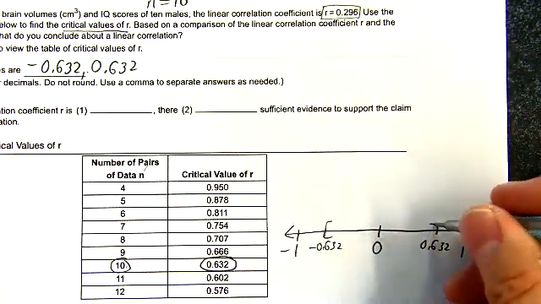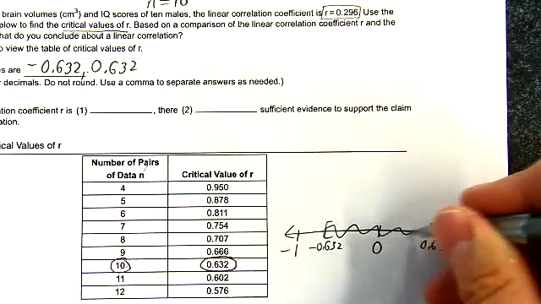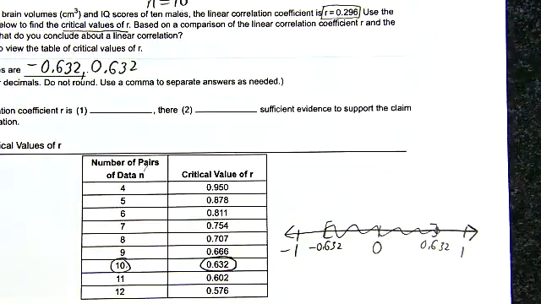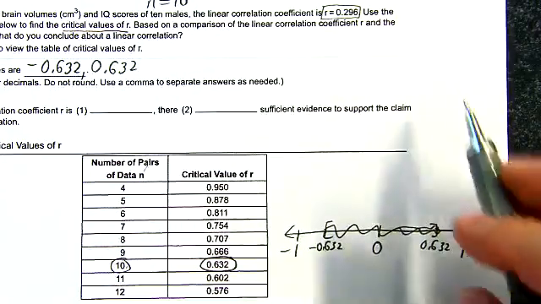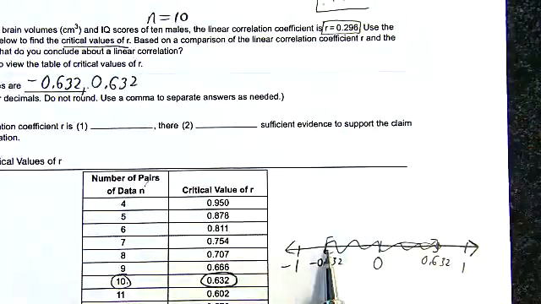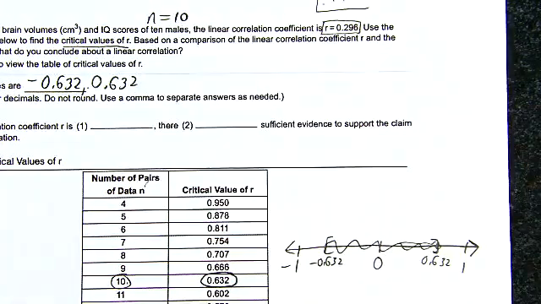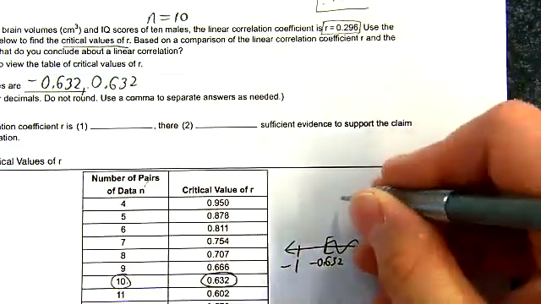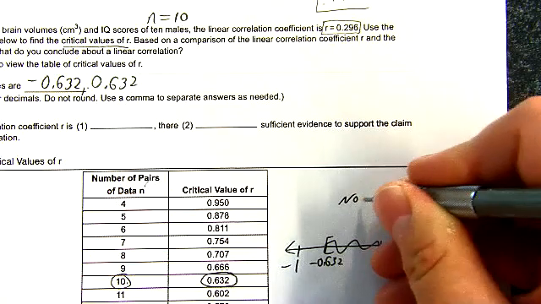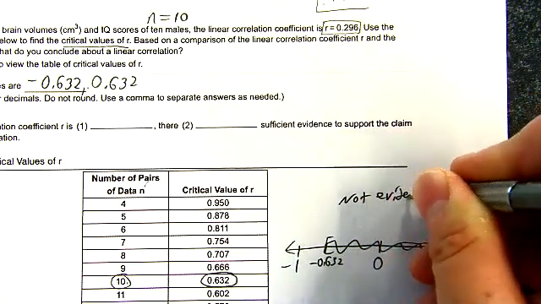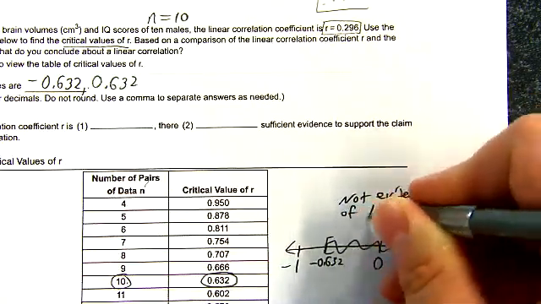Now, if the R value they gave you is in between these two critical values, then you're going to say that there's not evidence of linear correlation.